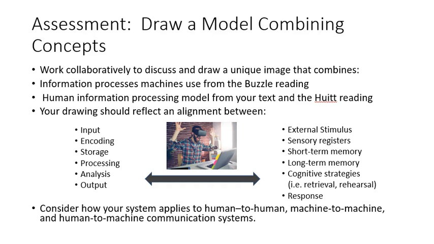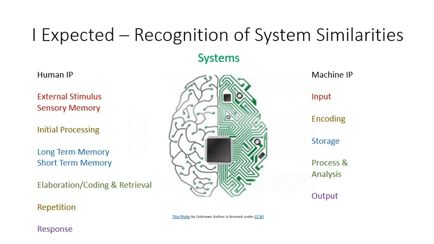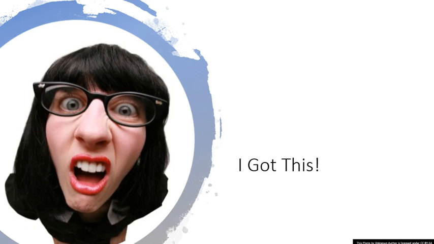Armed with the information I just provided for you, I asked the students to discuss and draw how information processing models applied to human, machine-to-machine, and human-to-machine communication systems. I gave them specific terms for alignment. I was expecting something like this. I got this. What went wrong?